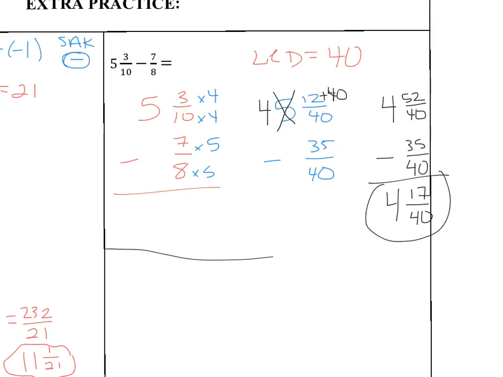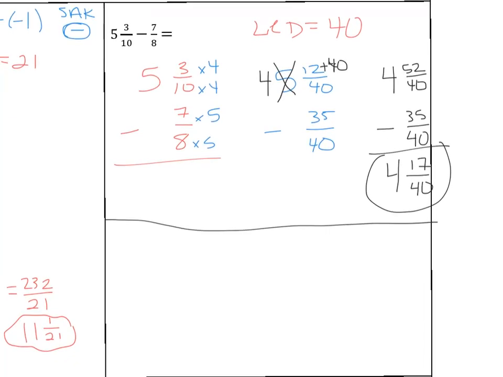If you want to see this with improper fractions, I'll show you that other method also. So 5 3/10 becomes 53/10, and 7/8 doesn't need anything because it's not a mixed number anyway. So again, I still need common denominators. I'm still going to go with the common denominator of 40. That's not changing. So I'm going to times by 4 here, times by 5 here.